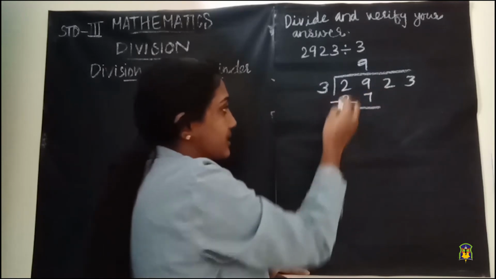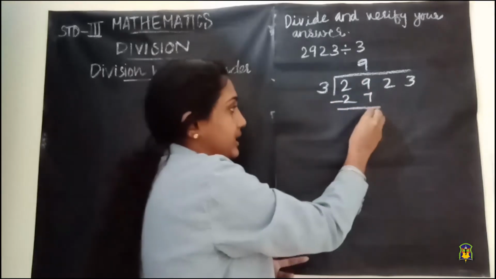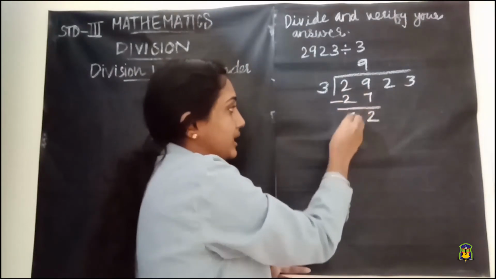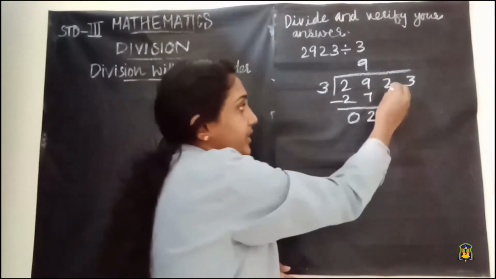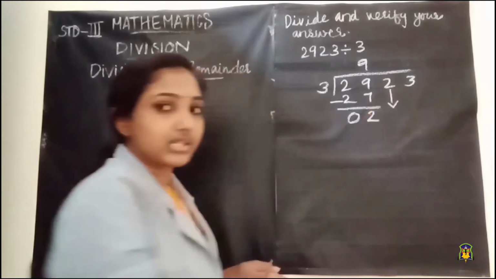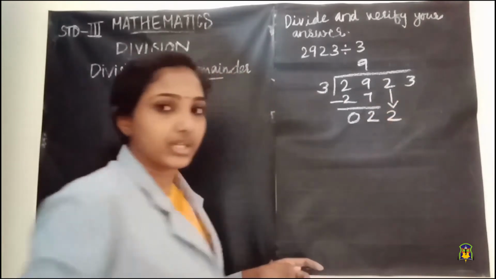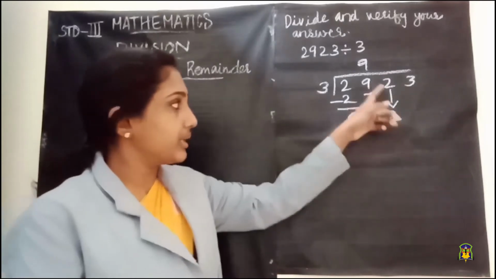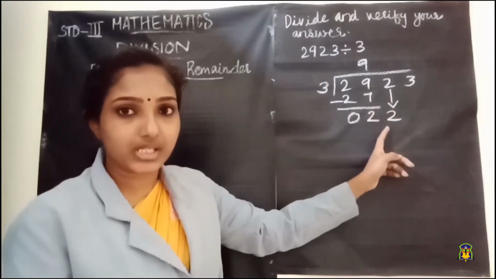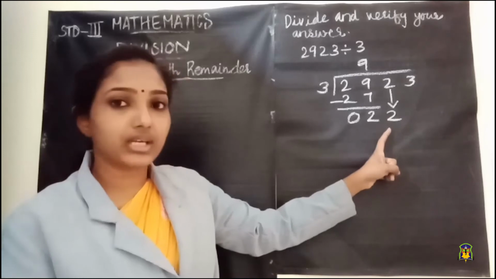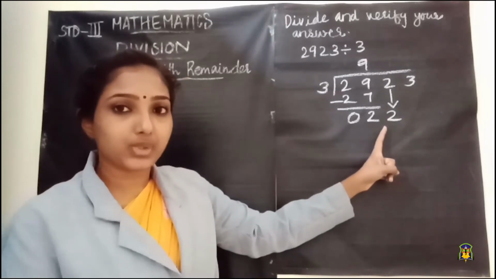Okay. Now we are subtracting it. It is 9 minus 7 makes 2. 2 minus 2, it is 0. Next step is what? We will bring down the next digit in the dividend, and now it is 22 here. Okay, bringing down 2, it makes 22.